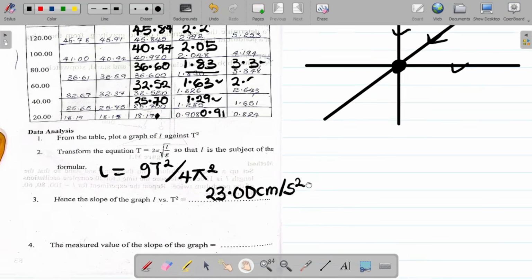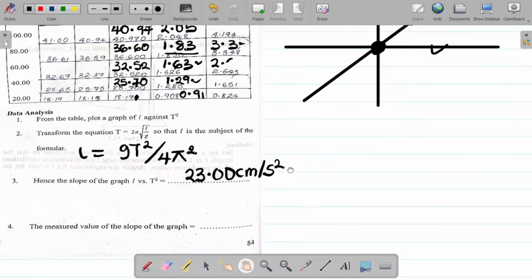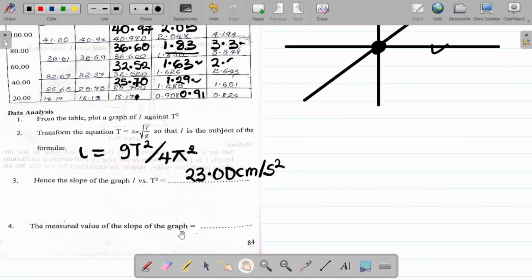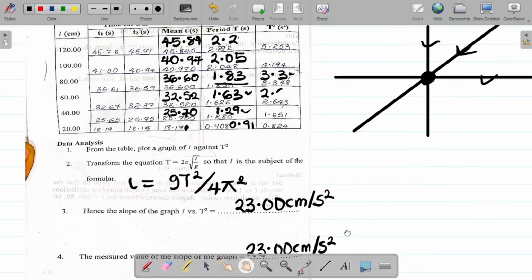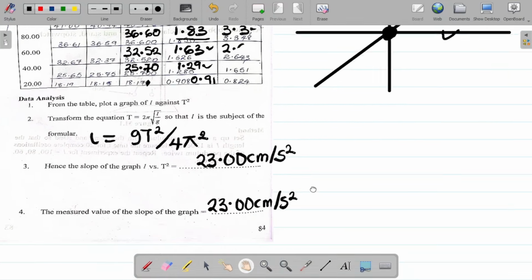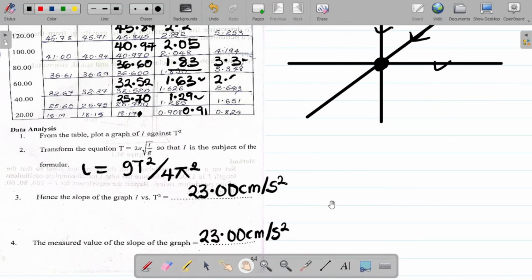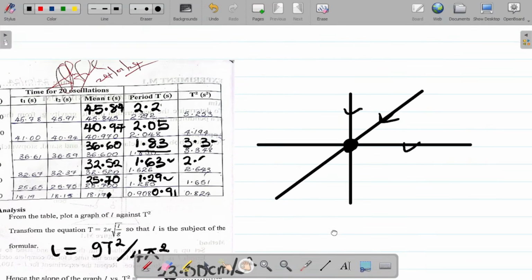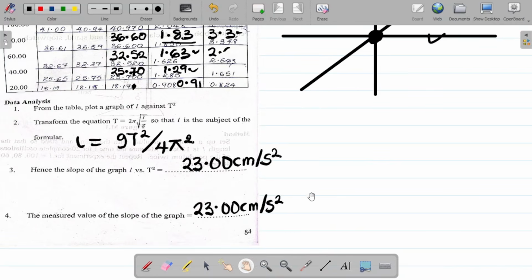This is the value of the slope. Next one says the measured value of the slope of the graph, still the same thing. It's approximately 23.00 cm per second squared. So with this, I'm done with this part of the experiment. Let's look at the next questions, question 5 and the other ones.